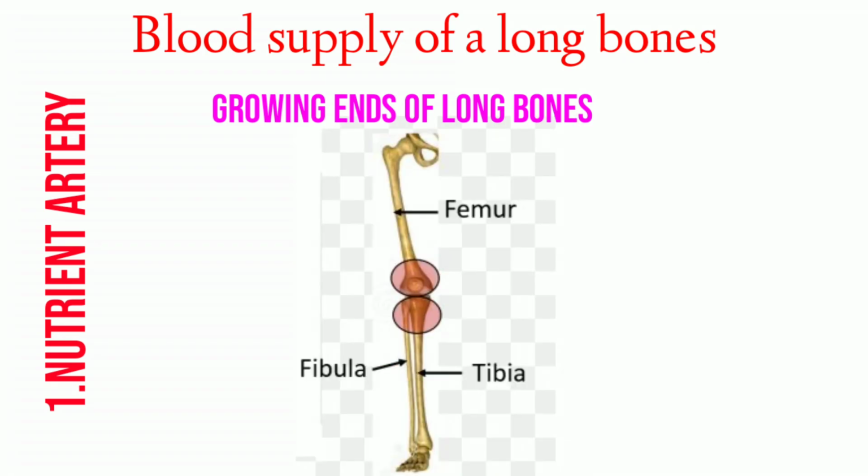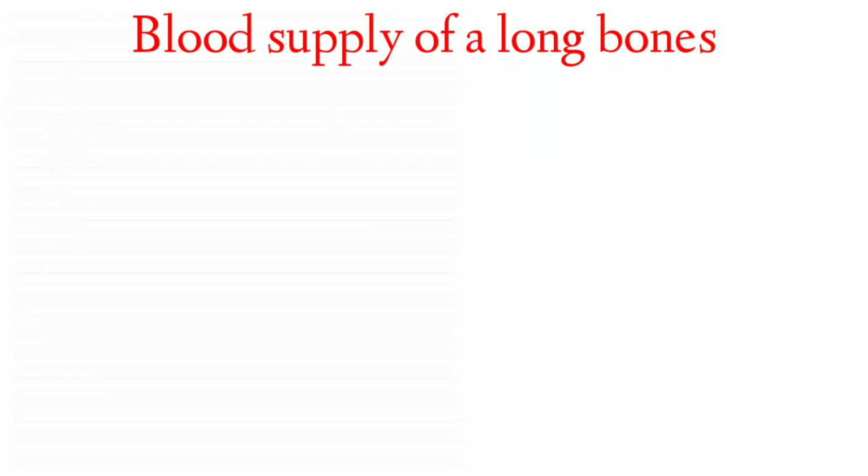In lower limb the nutrient artery direction is away from the knee. Then the growing end of femur is lower end and the growing end of tibia and fibula is upper end.